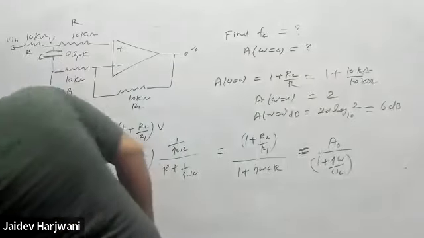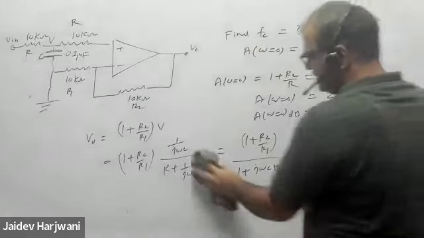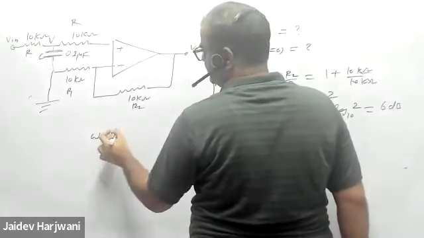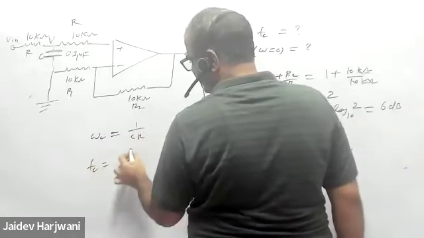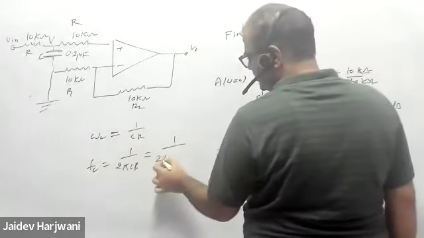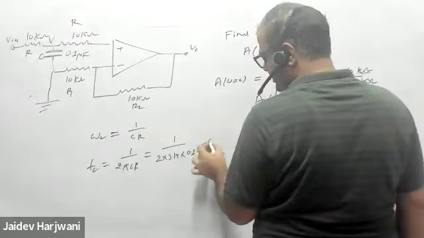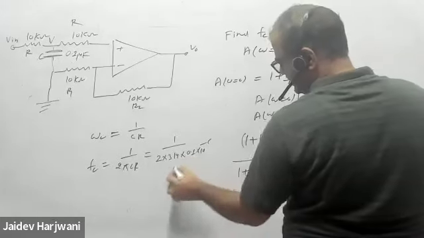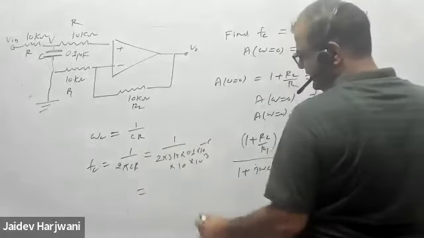Okay. And now what is next? He is asking in the question the cutoff frequency. What is cutoff frequency? Tell me. Cutoff frequency omega C is 1 by CR. Okay. And FC will be 1 upon 2 pi CR. Now what is 1? This is 2, this is 3.14. C is 0.1 microfarad and R is 10 kilo ohm. Solve this one. How much is coming?